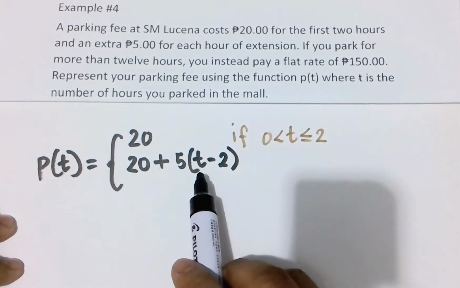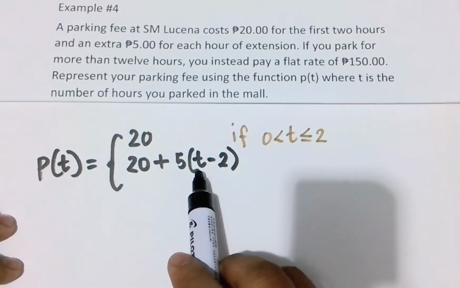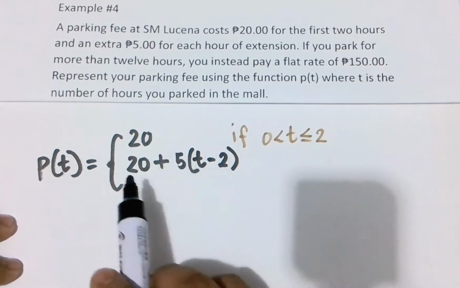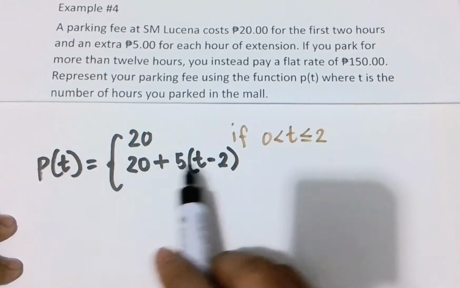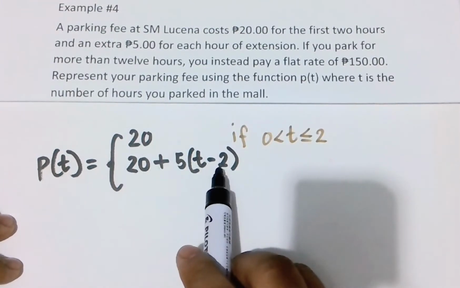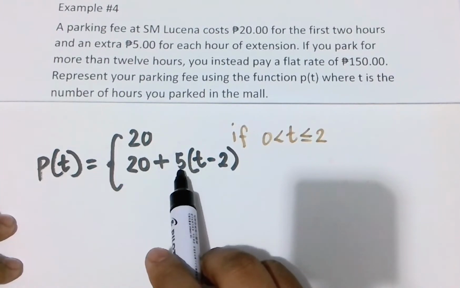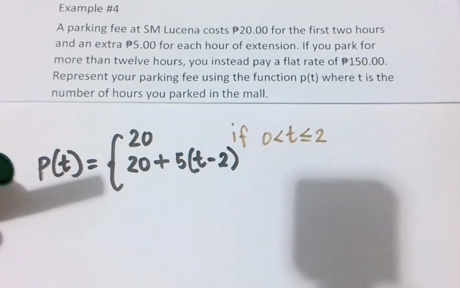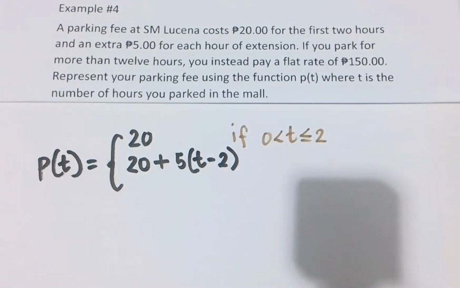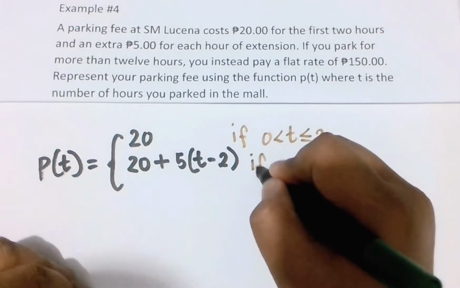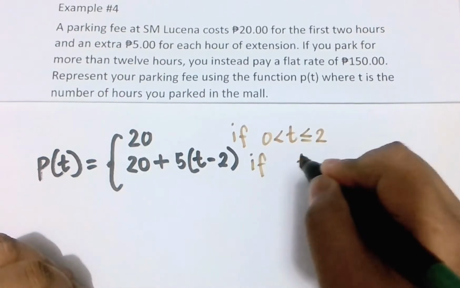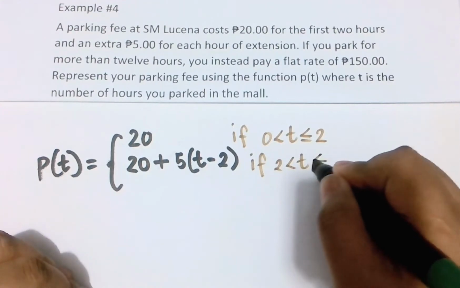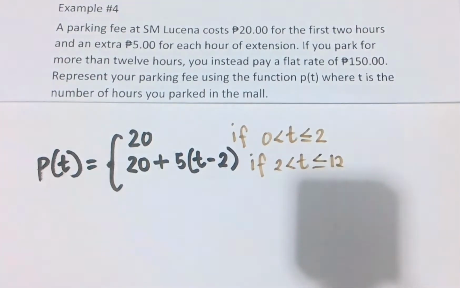Again, yung T natin dito, that's the total number of hours na pinark yung sasakyan. Ililess natin yung first 2 hours kasi binayaran na natin yun. That is 20 pesos. So, kung ano yung difference dito, i-multiply natin sa 5 at yun yung idadagdag natin sa 20 pesos. Okay? So, this formula is only applicable if T is greater than 2 and less than or equal to 12.